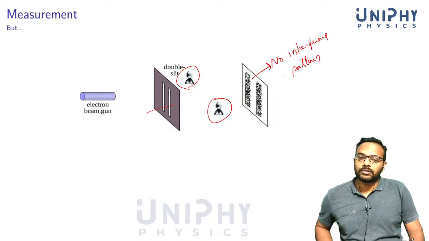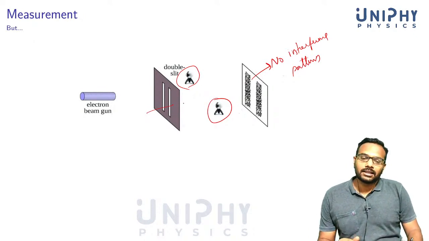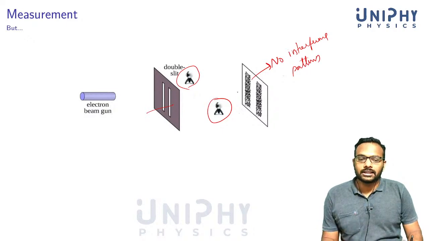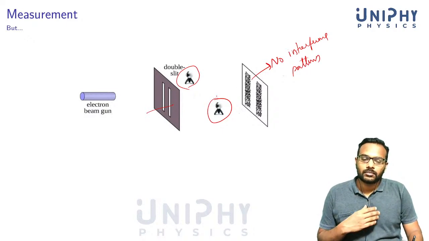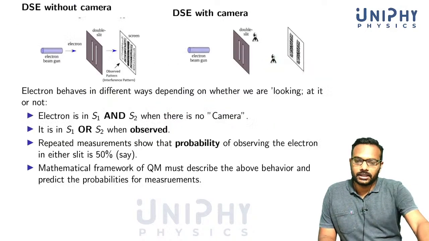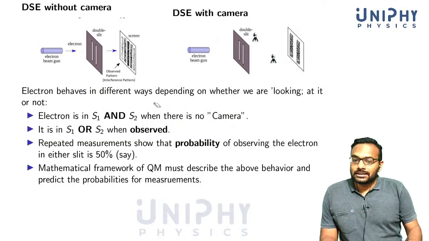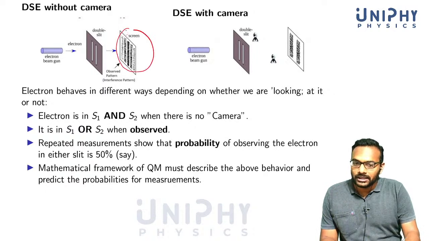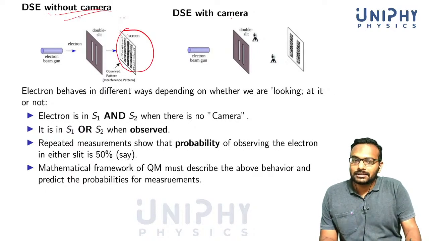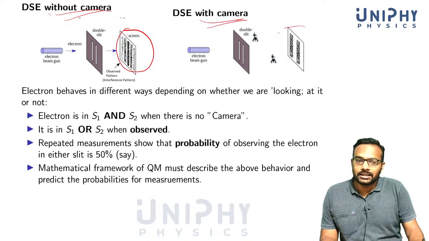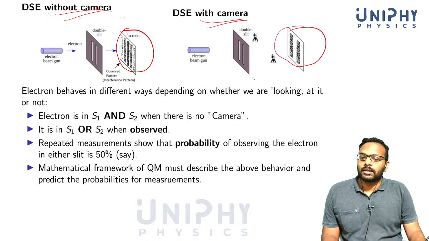But when you detect the electron, when you try to understand which slit the electron passed through, then there is no interference pattern. The interference pattern is lost. Okay, this is what is happening. So this is the double slit experiment without the camera, where you get an interference pattern, and this is the double slit experiment with the camera.